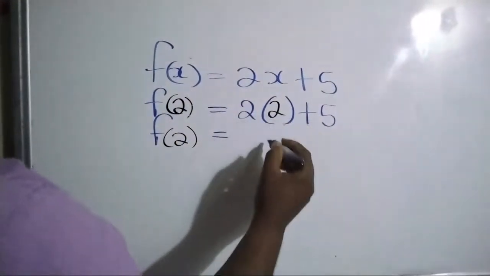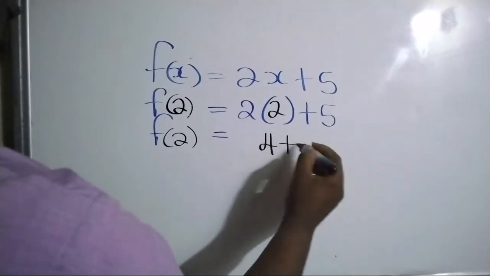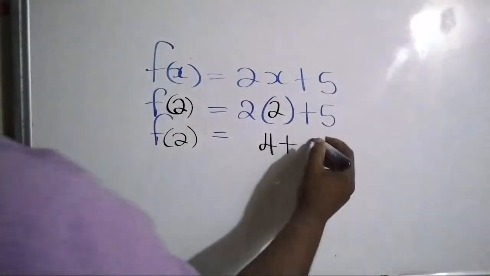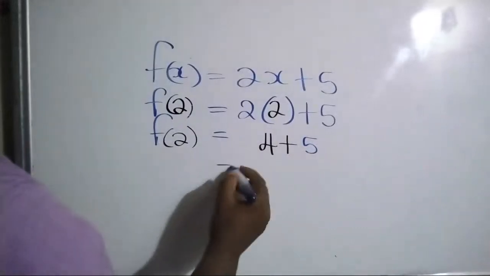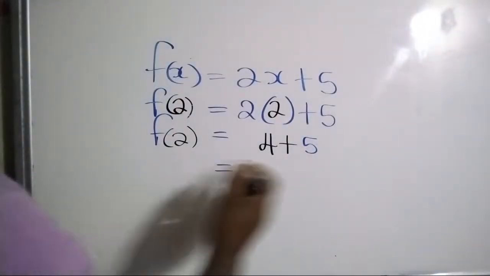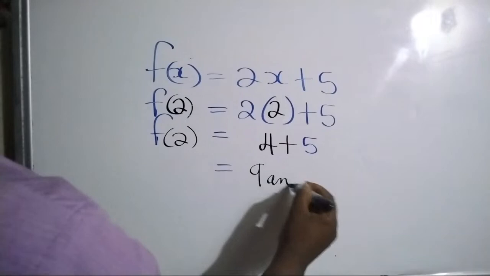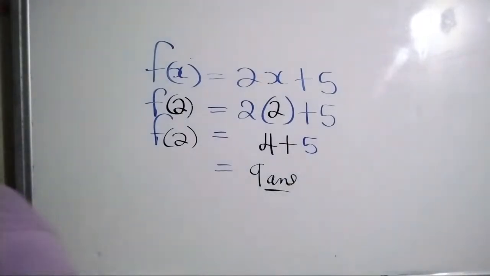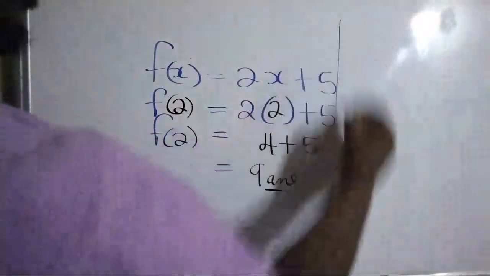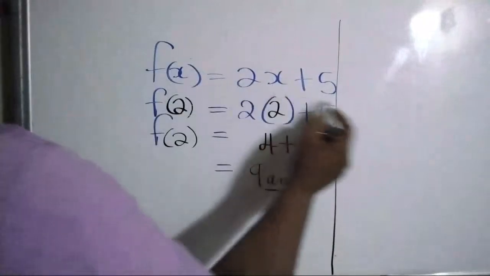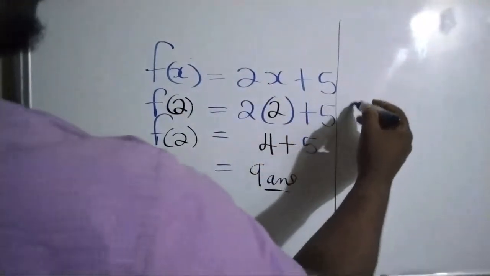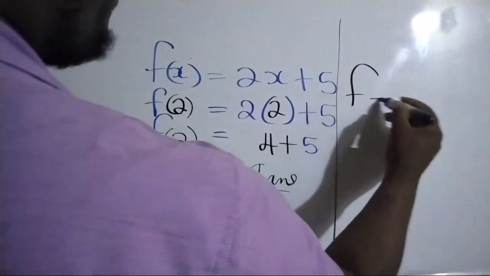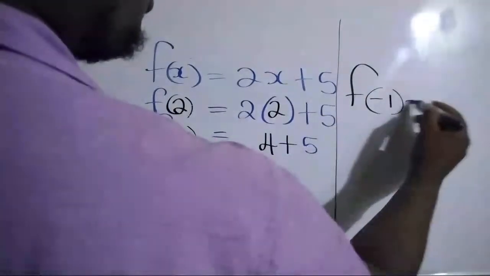Alright, so 2 times 2 is 4, plus the 5. So 4 plus 5 is equal to 9. So our answer would be 9. Now I want you guys to try the same function, f of x is equal to 2x plus 5, but this time you're going to put f of negative 1 in the function.